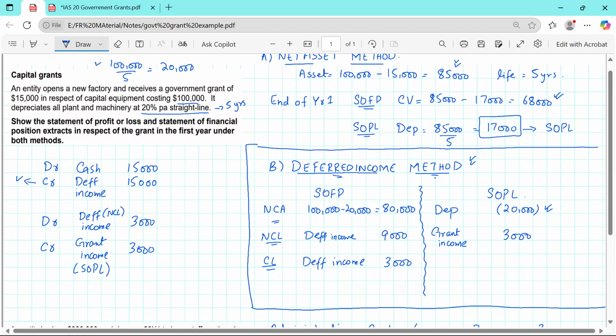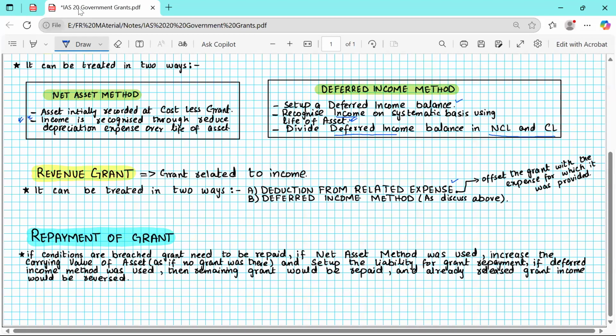Okay, so now the last thing in this standard is repayment of grant. Now let's say, for example, the government supported you, the government gave you the grant, but you were unable to meet the conditions, then obviously you have to repay that. Now how do we adjust those repayments in our books? Let's understand that. If conditions are breached, the grant needs to be repaid. If you do not comply with the conditions of the government, you have to repay the grant. If the net asset method was used, increase the carrying value of the asset as if no grant was there, and set up a liability for grant repayment.